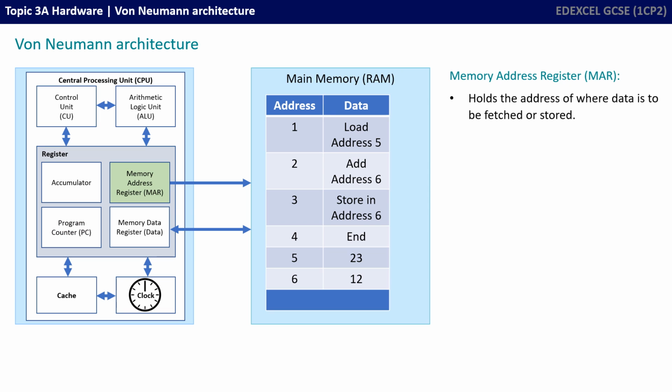The memory address register holds the address of where data is to be fetched from or stored into. The memory data register holds any data which has been fetched from memory or is about to be written to memory. The accumulator holds the results of calculations which have been performed by the arithmetic logic unit.